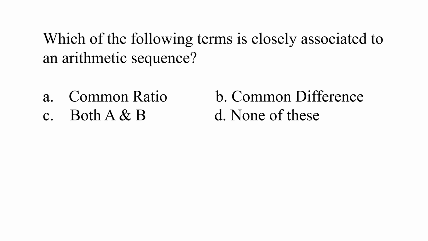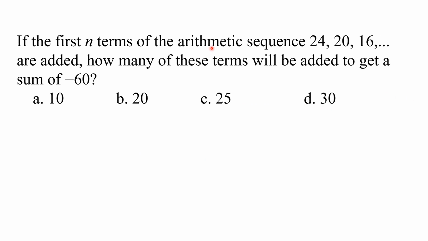Next, which of the following terms is closely associated with an arithmetic sequence? Common ratio, common difference, both A and B, or none of these? In an arithmetic sequence, we don't have a common ratio, so it could not be A and B. And since we have a common difference, option D is not the correct answer. So there's no other choice. The correct answer is letter B, the common difference. Next problem.